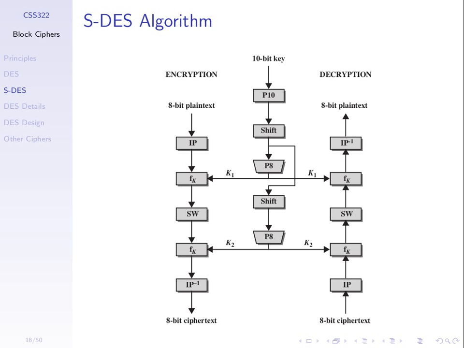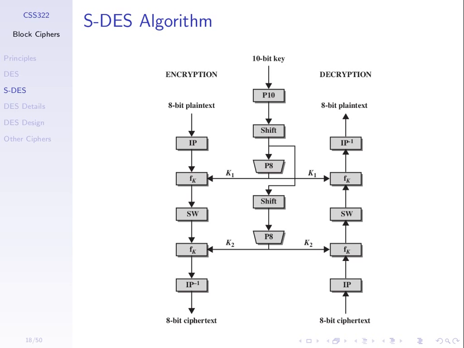What are all these blocks? We'll go through them, but in summary, the ones with a P, initial permutation, permutation 10, permutation 8, and another one I think, permutation 4, are permutations, which means transpositions or simply rearrangements. They take some input and rearrange the bits. We're operating on bits now, not English letters.